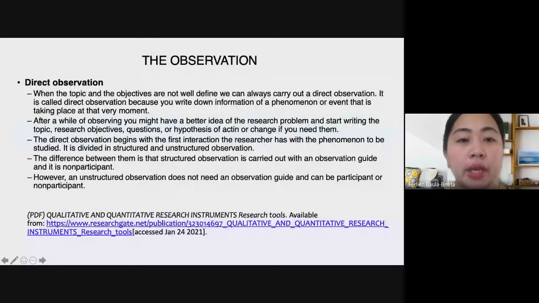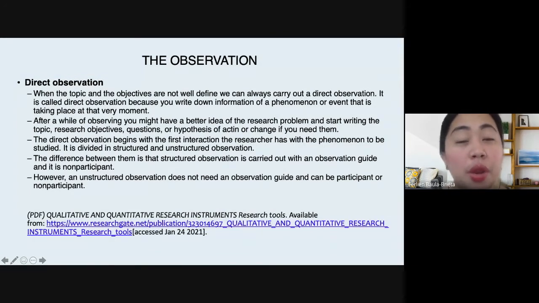So when the topic and the objectives are not well defined, we can always carry out direct observation, where researchers will be the ones to observe the participants and write down information of a phenomenon or event that is happening in that scenario, or during the participants' practice in the community pharmacy, for example. After a while of observing, you might have a better idea of the research problem and start writing the topic.